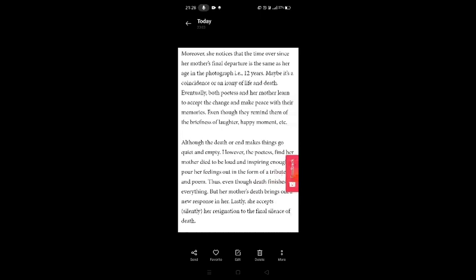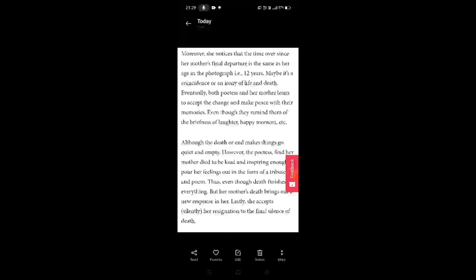Moreover, she notices that the time gone by since her mother's final departure is the same as her age in the photograph, that is 12 years. Maybe it is a coincidence or an irony of life and death. Eventually, both the poetess and her mother learn to accept the change and make peace with their memories, even though they remind them of the briefness of laughter, happy moments, etc. Although the death or end makes things go quiet and empty.